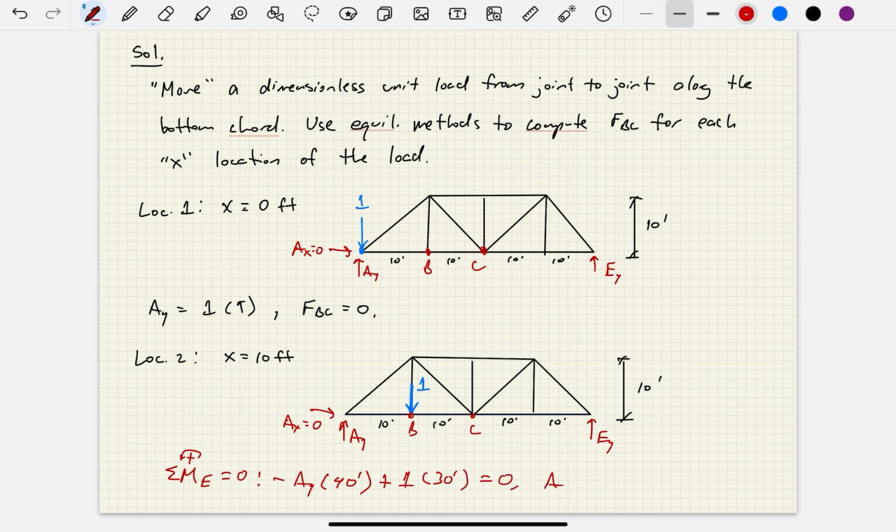And so I'm going to get AY is 0.75 reacting upwards, okay? Now I'm ready. Now that I have AY, if you remember from your method of sections, I'm going to make a cut section through here, and I could look at a left or a right free body diagram, but I'm going to look at a left free body diagram just because I went ahead and I got AY, and the left free body diagram seems a little easier to deal with.